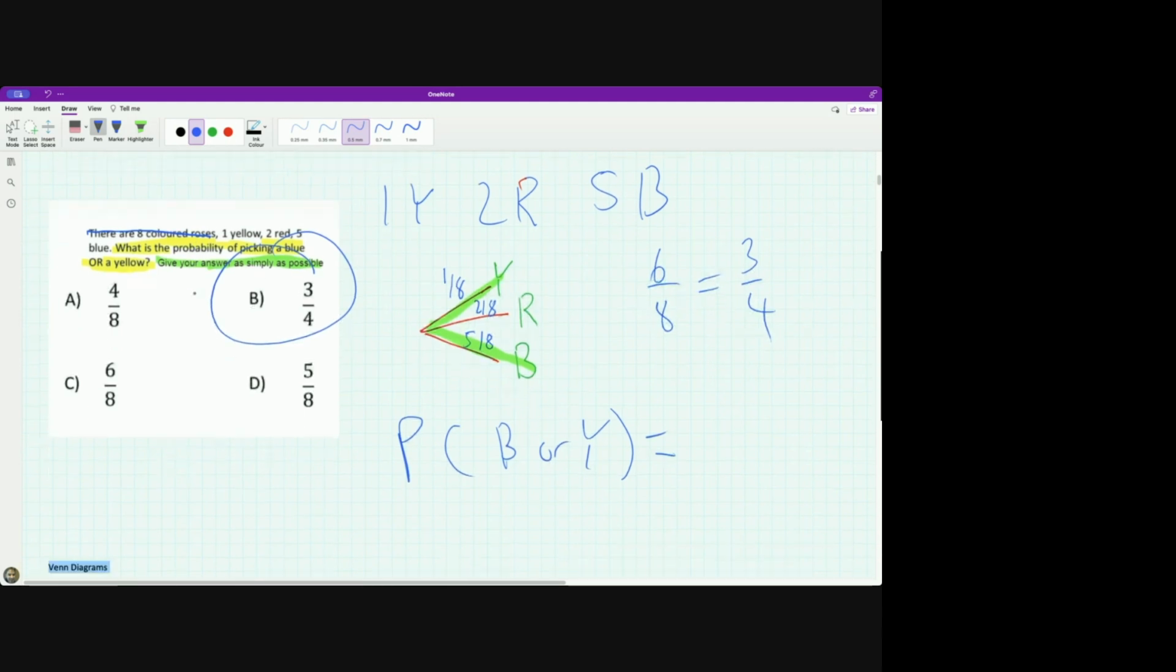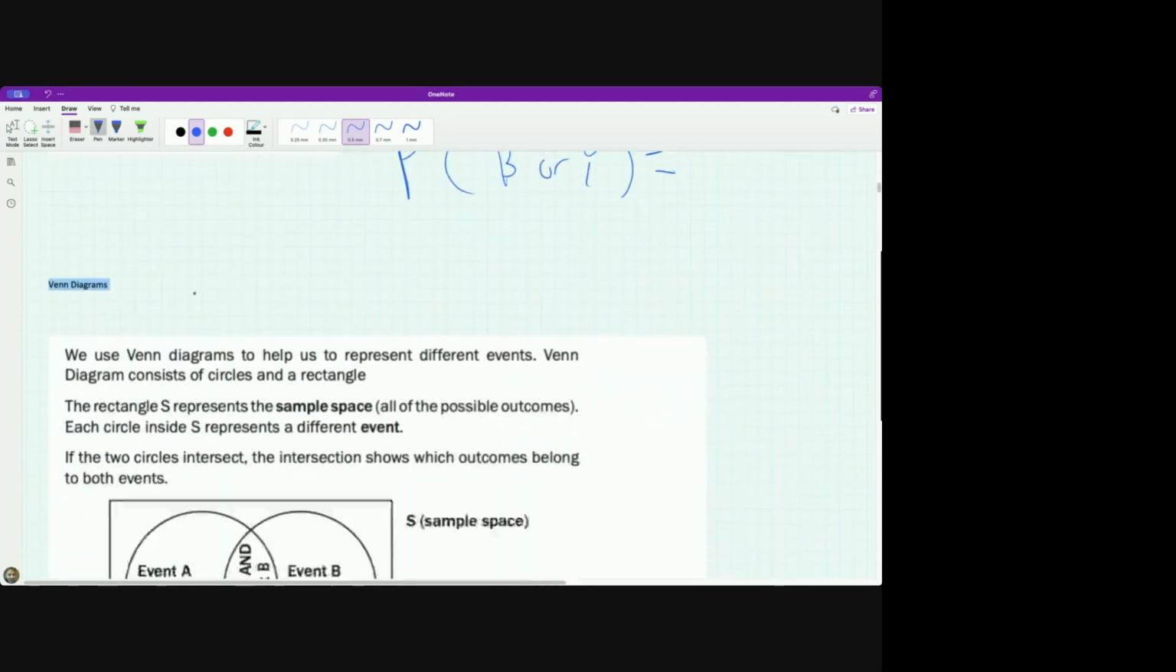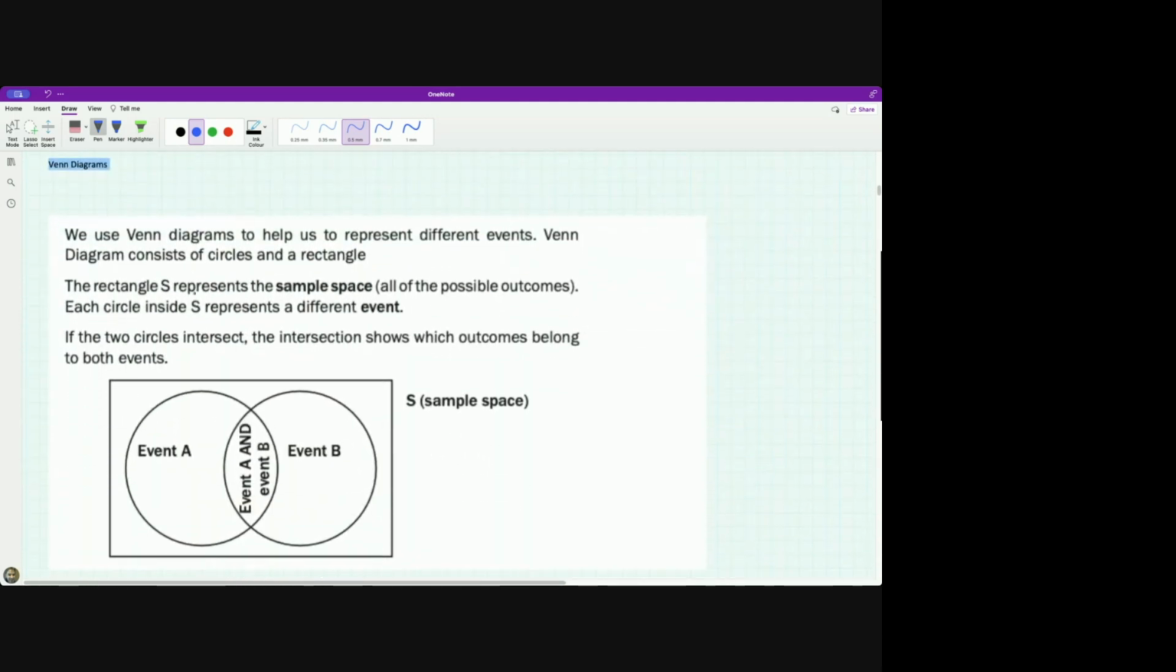Thank you very much. Okay, well then it is Venn diagram time. So let's do this. So what is a Venn diagram? Well, what a Venn diagram does is it helps us represent different events. Now, an event can have multiple outcomes within it, and this is why Venn diagrams are so useful. So what we do is we have circles and we have rectangles.